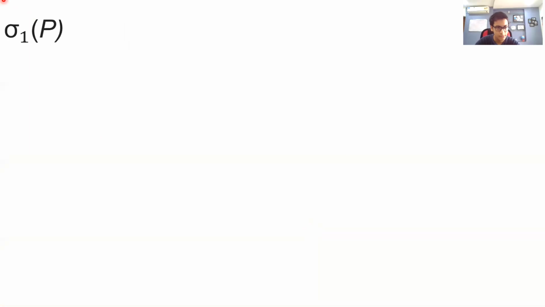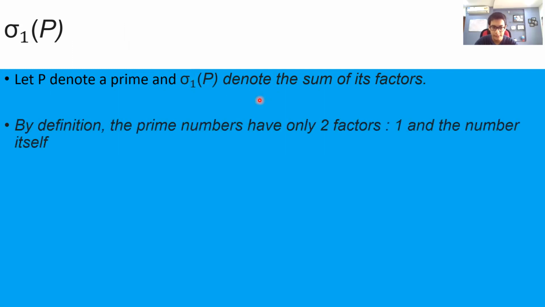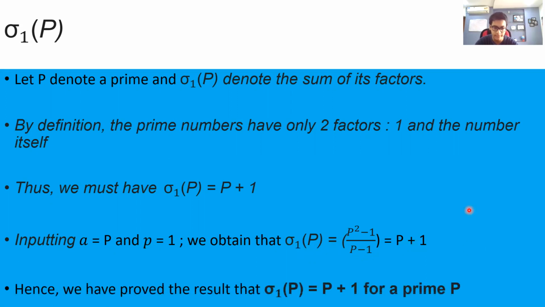Now, the sum of divisors of a prime number. Let p denote a prime and d sub 1 of p denote the sum of its factors. By definition, the prime numbers have only two factors, 1 and the number itself. Thus, we must have that the sum of divisors of p equals p plus 1. In putting a equals p and small p equals 1, we obtain that d sub 1 of p equals p squared minus 1 over p minus 1, which is p plus 1 as desired. Hence, we have proved the result that the sum of divisors of a prime is p plus 1 for any prime.